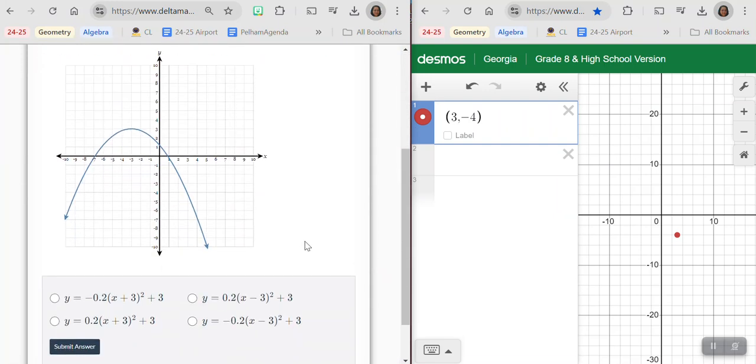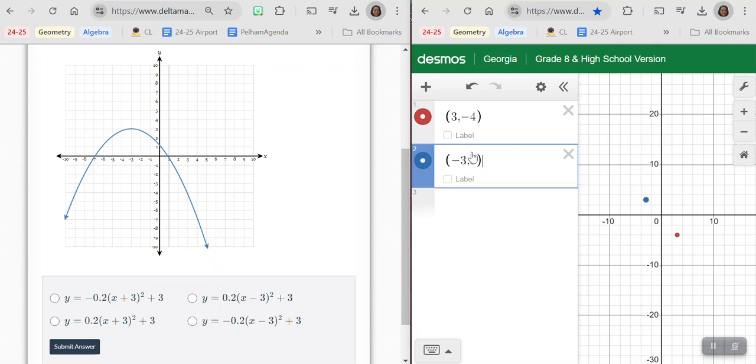All right, so when looking at this one, this one opens down, so we know your A value is going to be negative. Okay. So automatically you can see this is a positive 0.2, so that's not going to be an answer choice. It's also a positive 0.2, not an answer choice. It's going to be one of those two. Okay. So the vertex is, remember you go from the origin, -3, +3.